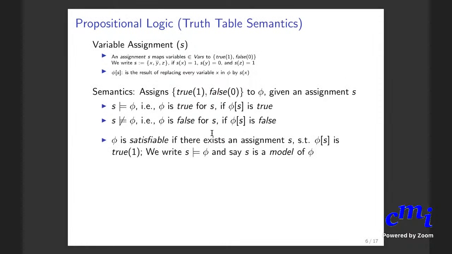Okay. So here are some concepts that, if you're not familiar with them, you need to get acquainted with. We say phi is satisfiable if there exists a variable assignment S such that phi of S is true. This is written as S satisfies phi, that is, phi holds in S. And we say that such a truth value assignment is a model of phi.